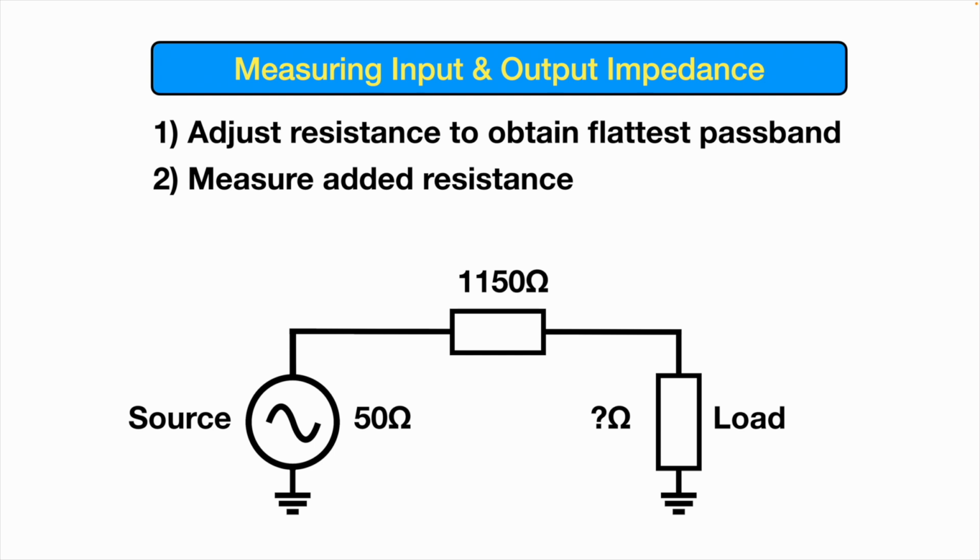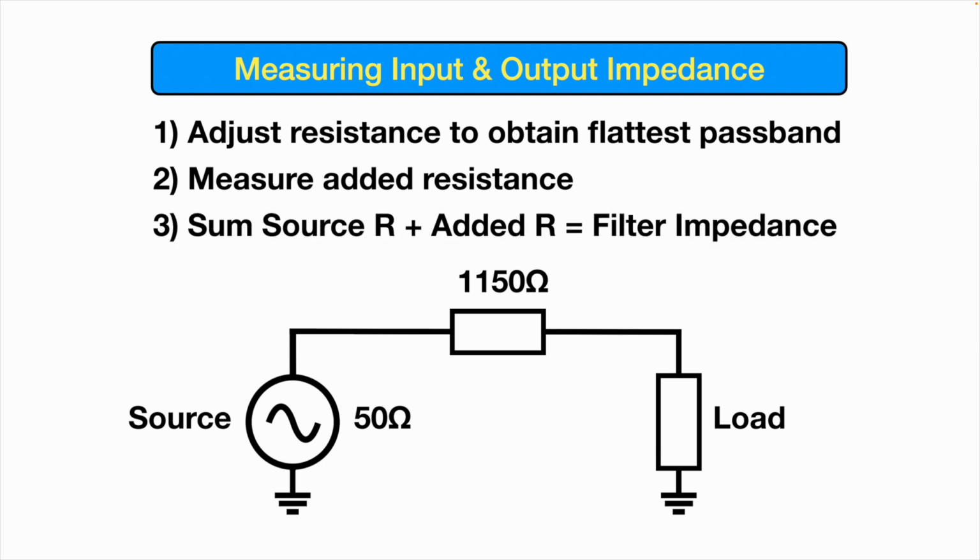And so what you then do is you sum together this source resistance, 50 ohms, and this additional resistance that you've put in, 1,150, and that will then give us our filter impedance or filter resistance, which is 1,200. And I didn't mention in the previous video about adding in the 50, and that's important, because essentially what's happening is when you're seeing the flattest passband, you're seeing the two impedances being matched.